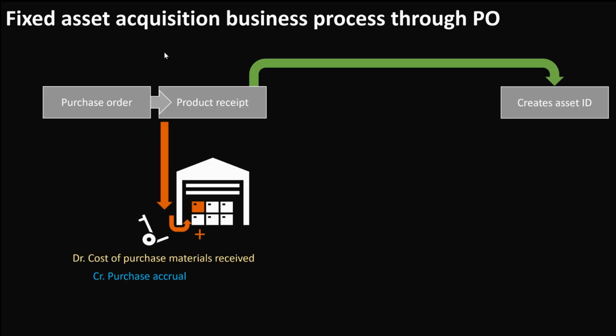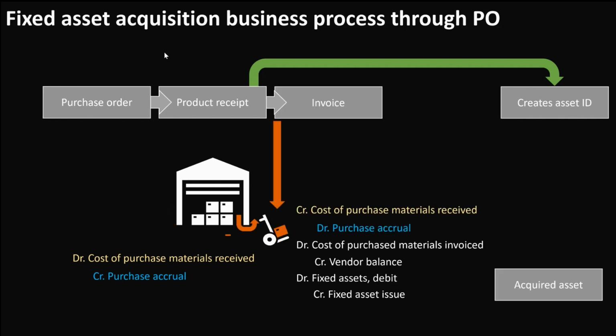Consequently, the system will generate a fixed asset ID based on the selected asset book and initiate an accrual entry. Subsequently, when the invoice arrives and is posted, it results in the conversion of the item from inventory into a capitalized fixed asset. Simultaneously, it generates a vendor invoice as a liability and reverses the previous accrual entry. Now, let's have a quick demo within Dynamics 365 Finance.